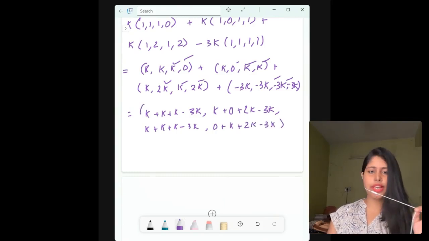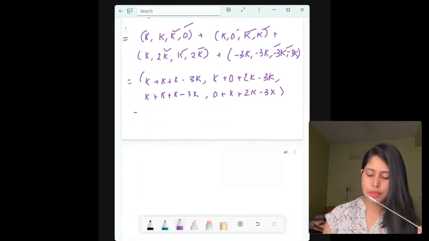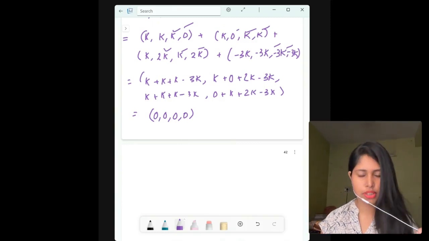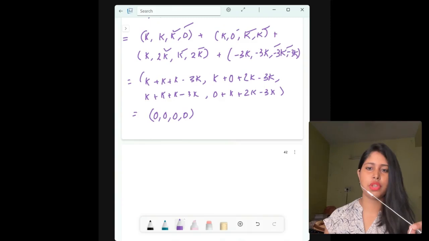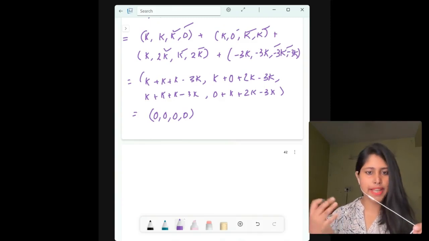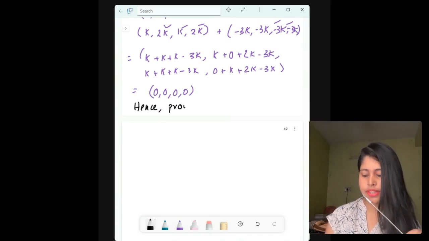Now as you can see, everything is turning out to be 0, right? So we get (0, 0, 0, 0), which is the zero vector of R4, and since not all constants are 0, the set is linearly dependent. Hence we proved it, right? So let us say hence proved, this is linearly dependent.